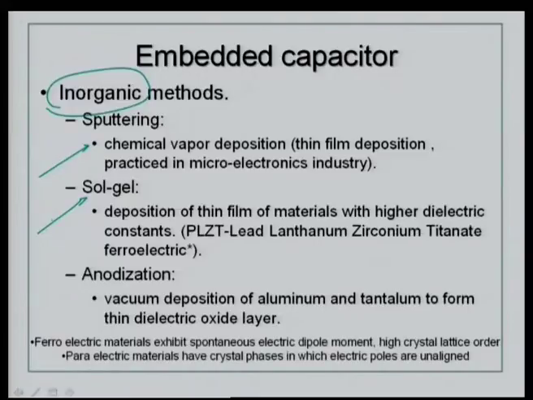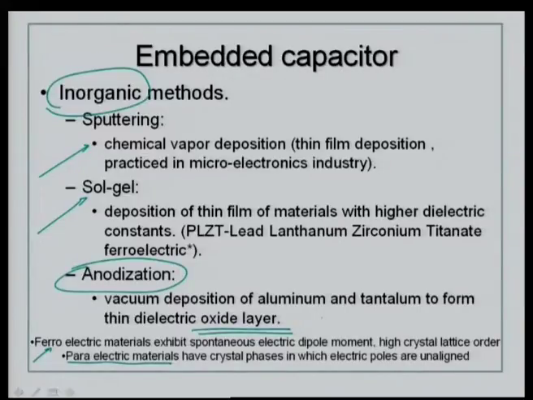And there are different materials that could be used. It could be, for example, lead lanthanum zirconium titanate, a ferroelectric material. Today in this field, we have seen the use of ferroelectric materials and paraelectric materials that exhibit different properties based on the crystal structure. Then the other method is anodization, that is very typical of aluminum, vacuum deposition of aluminum and tantalum to form thin dielectric oxide layers that can produce capacitance values based on your requirement. So, these are the inorganic methods.